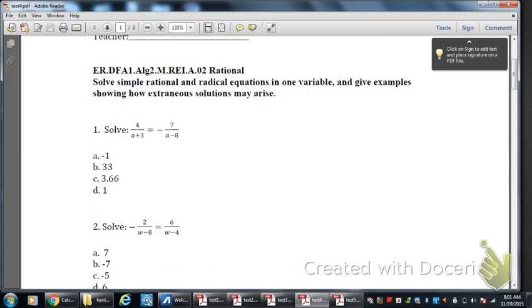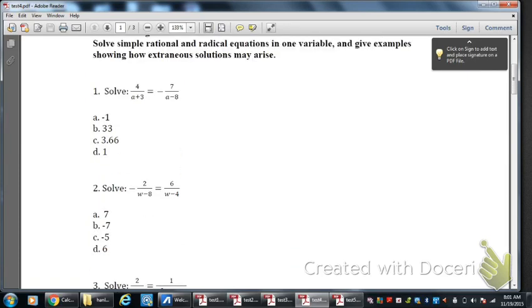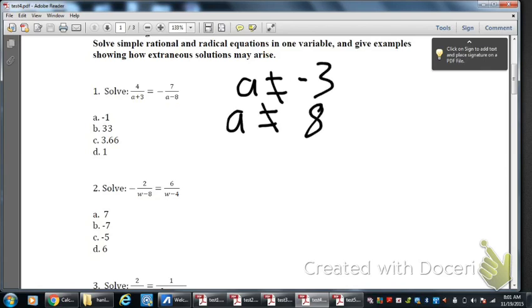Okay, you solve all of these by cross-multiplying, but here's the point. You can never divide by 0, so right off the bat, I have to say it cannot be negative 3, and it cannot be 8, because that would cause the denominators to be 0. And the rest of it, I just solve out like I normally would.